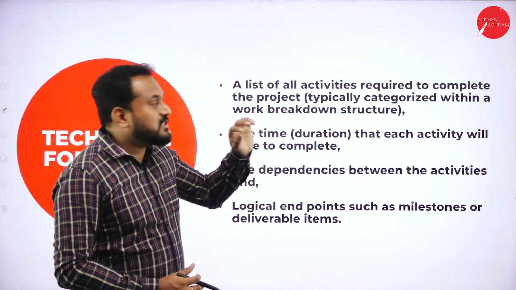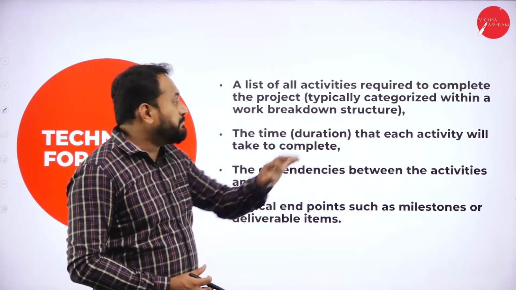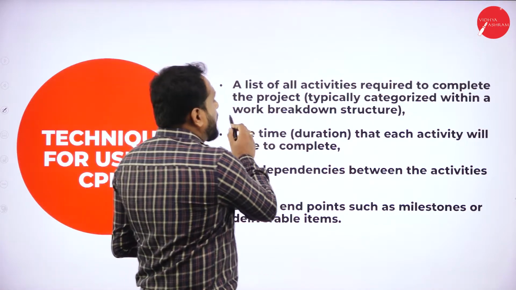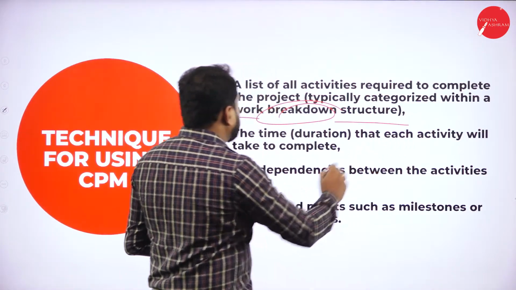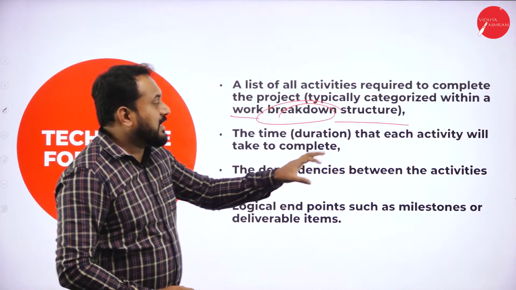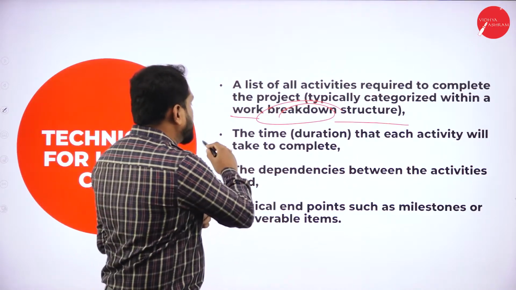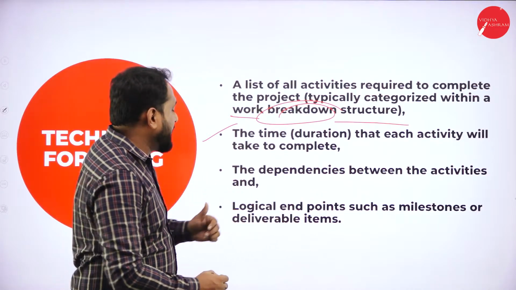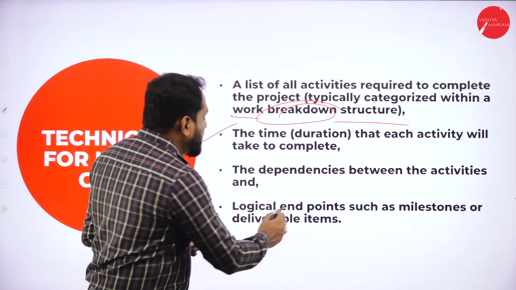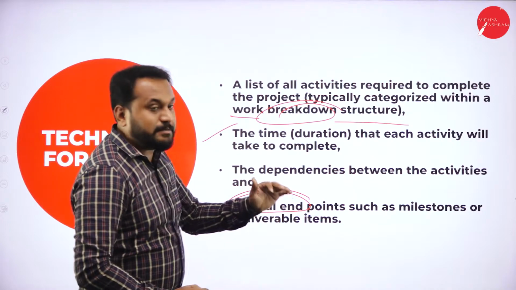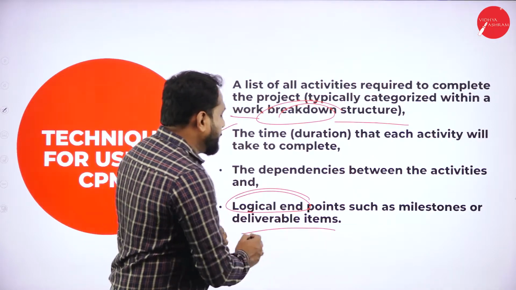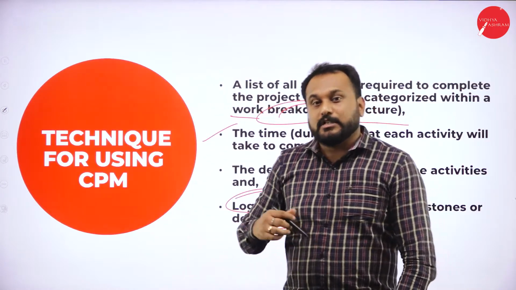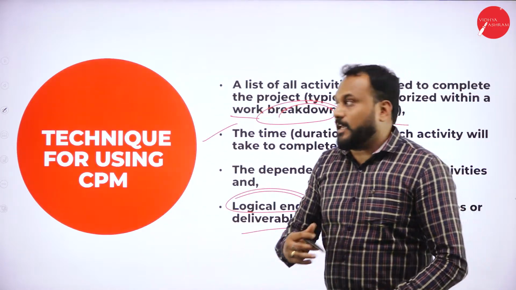The first one is a list of all activities required to complete the project, typically categorized within a work breakdown structure. The time, that is the duration, that each activity will take to complete. The next is the dependencies between the activities, and the last one is logical endpoints such as milestones or deliverable items. So these are the techniques used while preparing CPM.